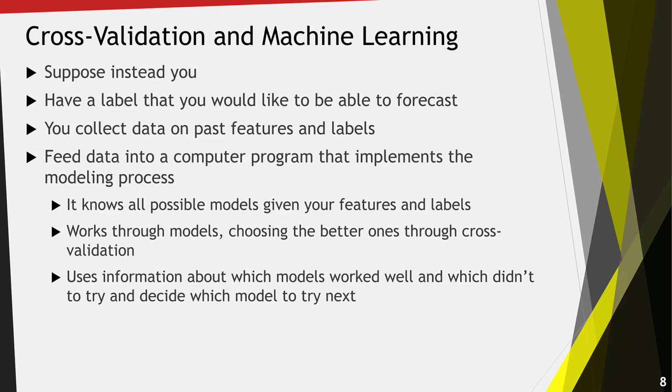But suppose instead you have that label that you'd like to forecast. You collected data on the past features and labels. You feed that data into an R script that implements a modeling process. Instead of you providing it with a set of possible models, it knows all the possible models that it could possibly construct given the features and labels. It works through those models, choosing better ones through cross-validation. Along the way, it uses information about which models worked well and which models didn't to try and decide which model to try next. After some period of time of iterating through many models, it finds one that it thinks works well, and it uses that to generate forecasts.